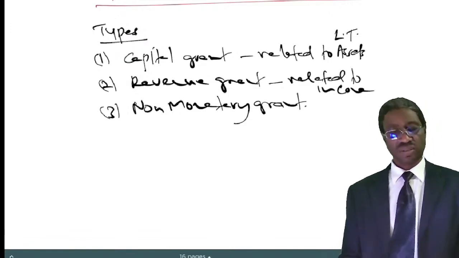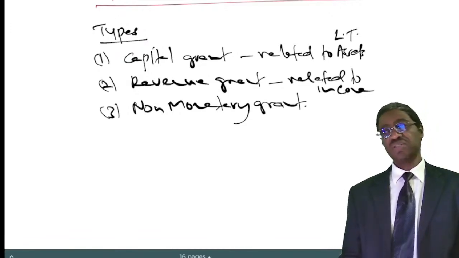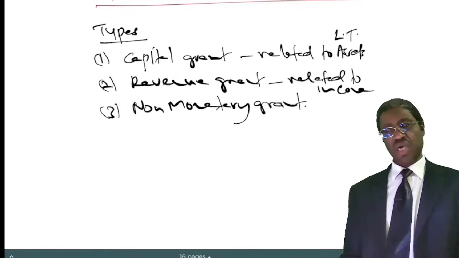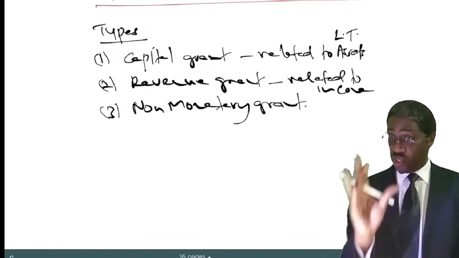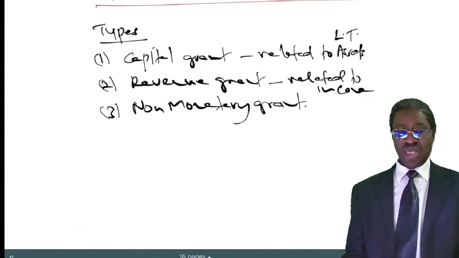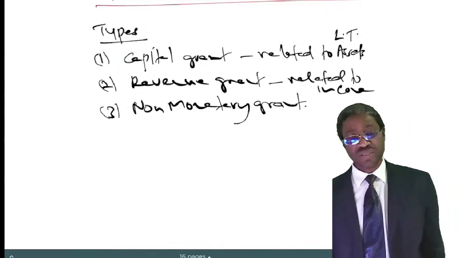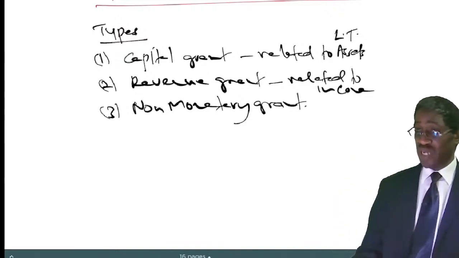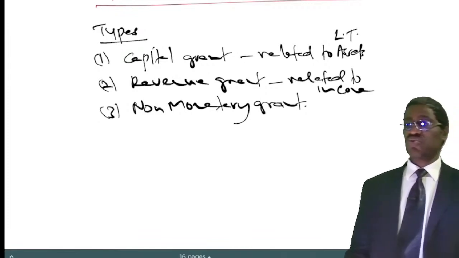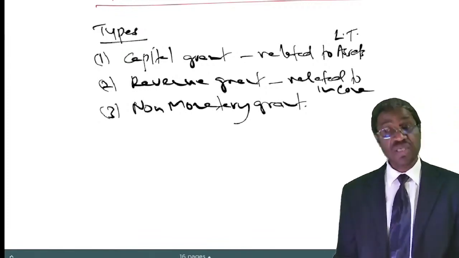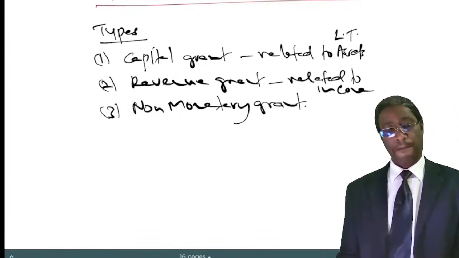I.e. grants to purchase or construct long-term assets.